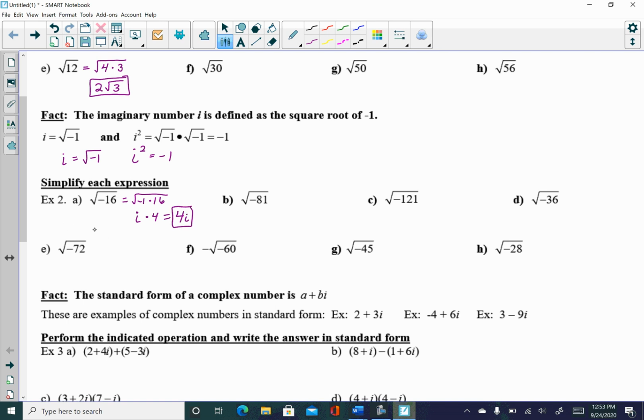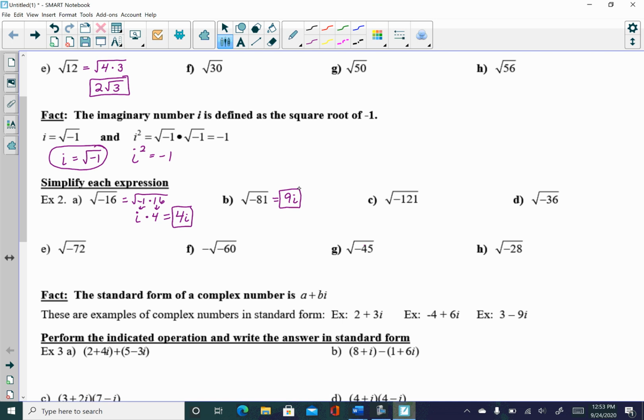You don't have to write all those steps, but I just wanted to break it down for you just so that you could see where the i came from. That -16 could break down into -1 times 16. We know that the square root of -1 is i, so there's your i, and the square root of 16 is 4, like that. So then when you got to letter B, you could say, okay, well, since it's the square root of -81, I know the square root of 81 is 9, and because I've got the negative in there, it's going to be 9i, and that would be your final answer.